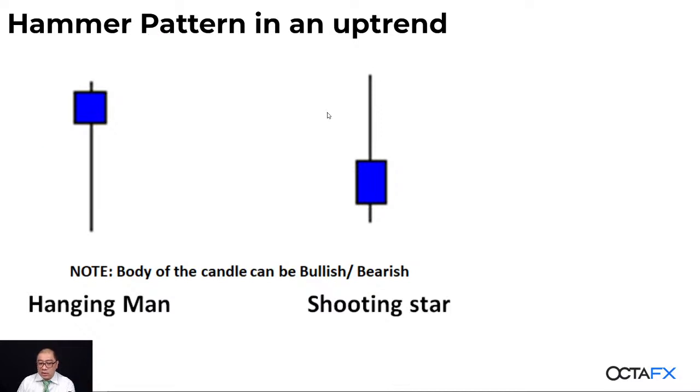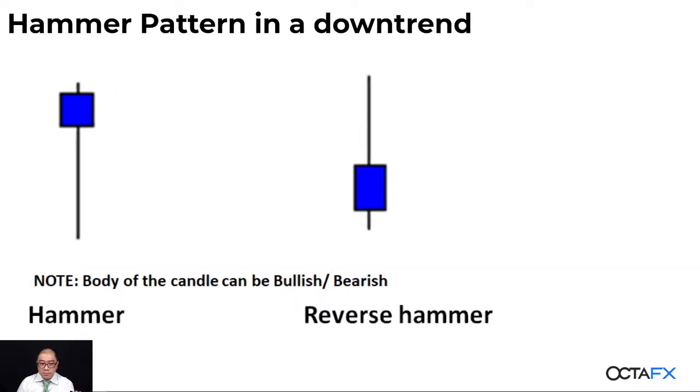The body of the candle can be bullish or bearish. It doesn't matter as long as it looks like that. So when the market is moving up and this shows up, this is a reversal pattern. We call it hanging man and shooting star. Obviously, it has a negative connotation to that. A hanging man, someone getting hanged. A shooting star, a star falling down to the earth. So that will give you an indication of what the market is going to do.